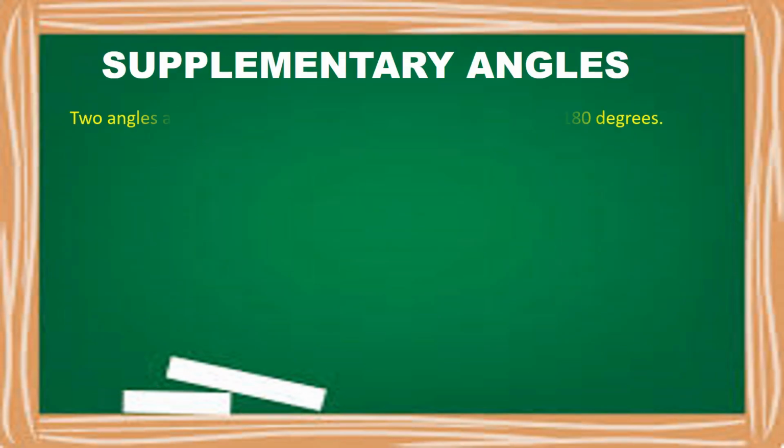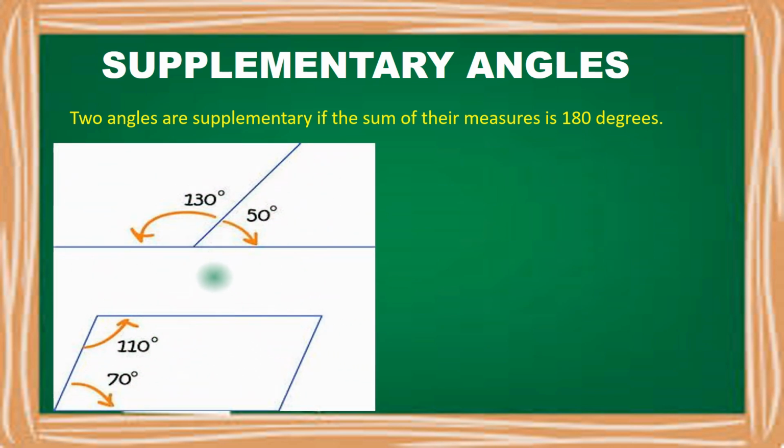Supplementary angles. Two angles are supplementary if the sum of their measures is 180 degrees. Let's look at these examples here. We have an angle which measures 130 degrees and the other one measures 50 degrees. Let's add them. 130 degrees plus 50 degrees, the sum is 180 degrees, thus they are supplementary. How about this one? 110 plus 70, the sum is 180 degrees, still supplementary.